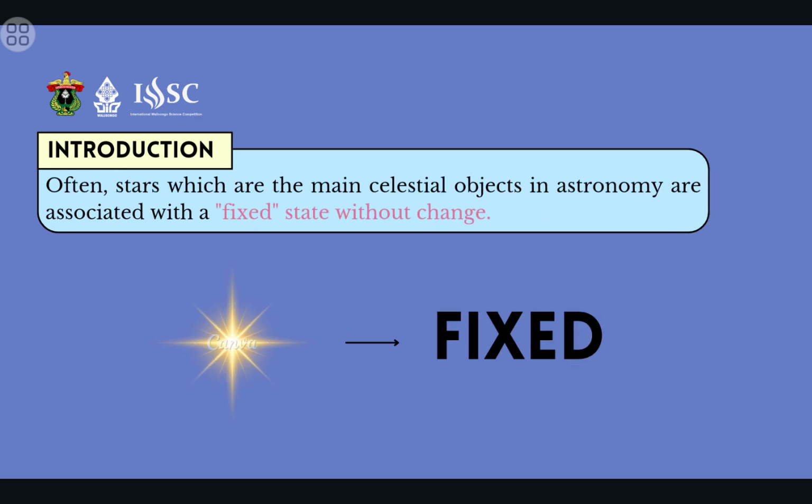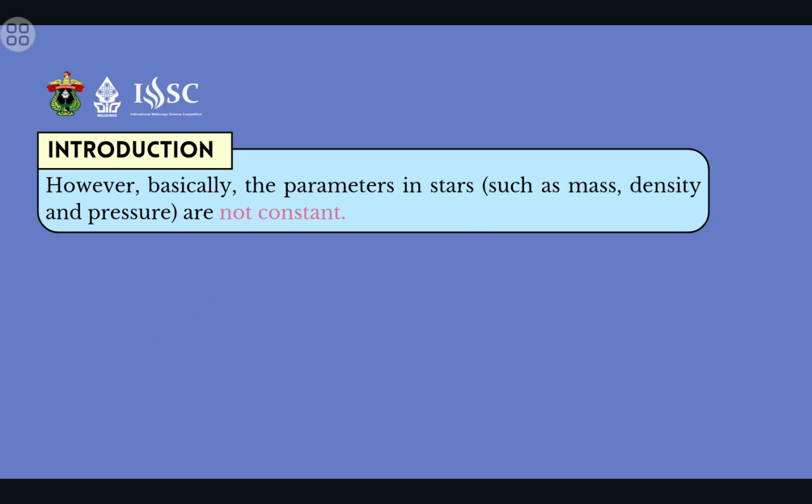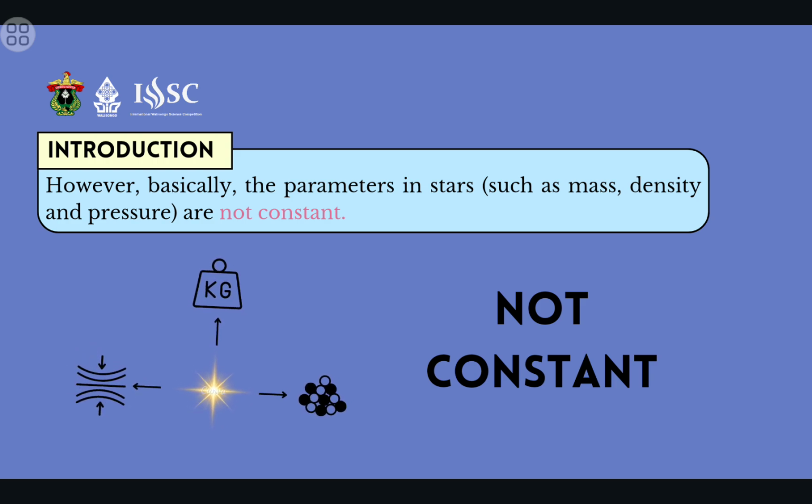Stars are giant balls of gas that are very hot and shine due to nuclear reactions that occur in their cores. Stars have various parameters that can explain themselves. Often, stars, which are the main celestial objects in astronomy, are associated with a fixed state without change. However, basically, the parameters inside the stars such as mass, density, and pressure are not constant.